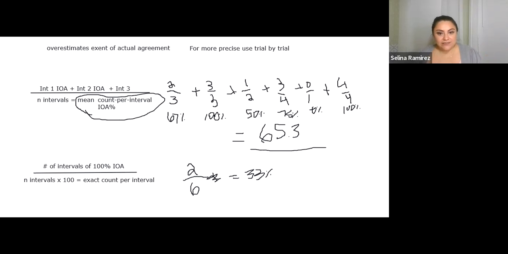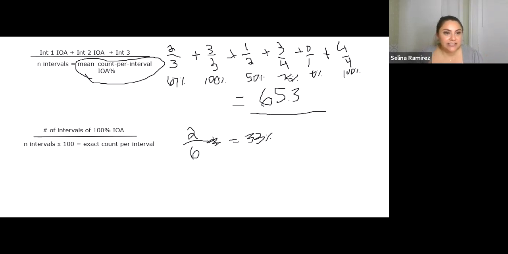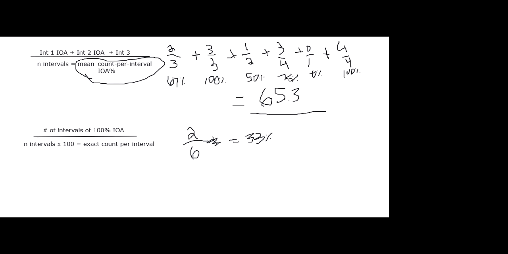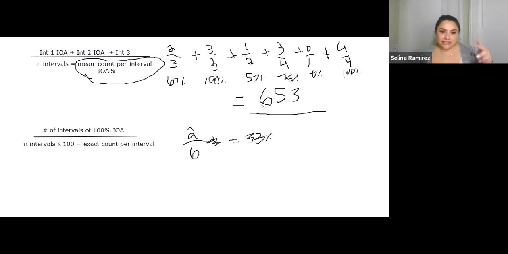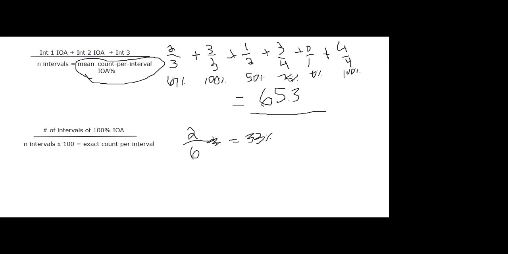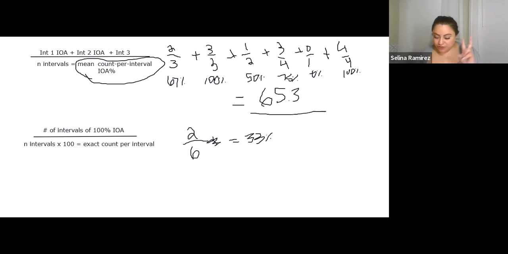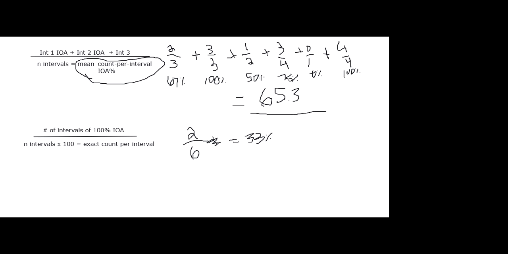All right. Anybody have any questions on that? Which one do you think is the strictest? Which one out of the 3 is the strictest IOA? Is it the exact count? Yes. So your exact count is going to be your strictest IOA method.